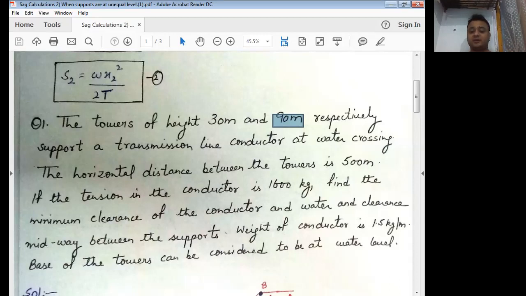What we have to calculate? We have to calculate the minimum clearance of the conductor and water. कंडक्टर के लोवेस्ट पॉइंट और वाटर के बीच कितना डिस्टेंस होना चाहिए. मतलब वाटर के लेवल से कितनी हाइट के ऊपर कंडक्टर को हमने सपोर्ट करना है. तो व्हाट इज द क्लियरेंस?